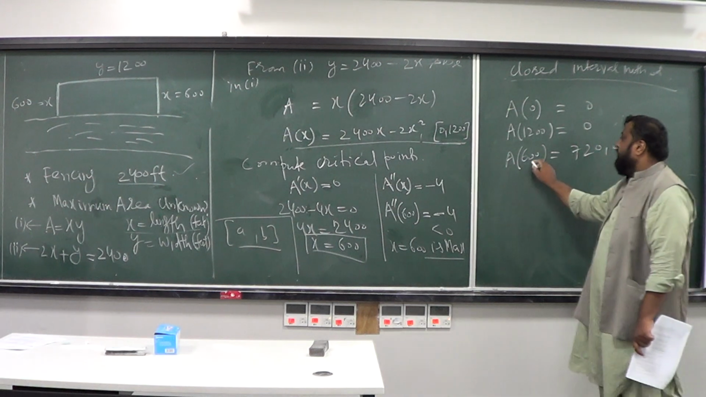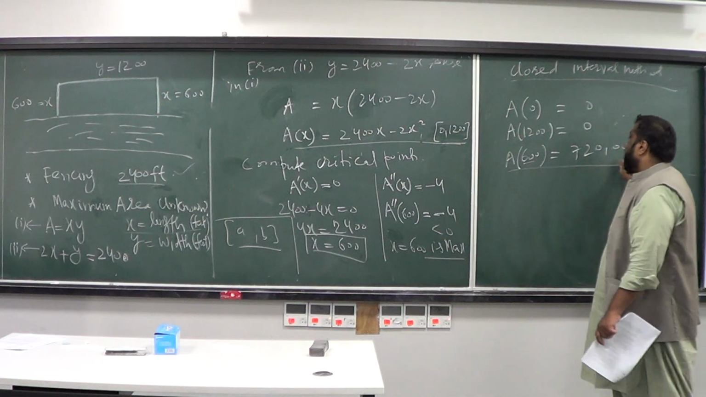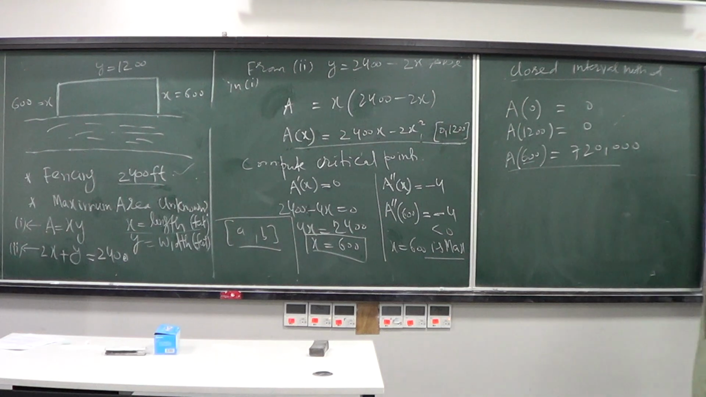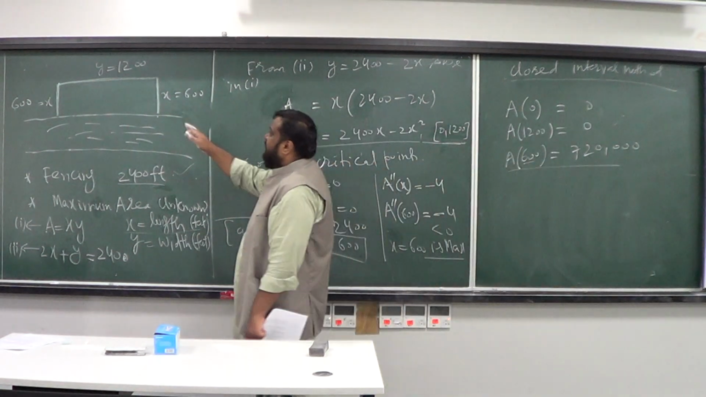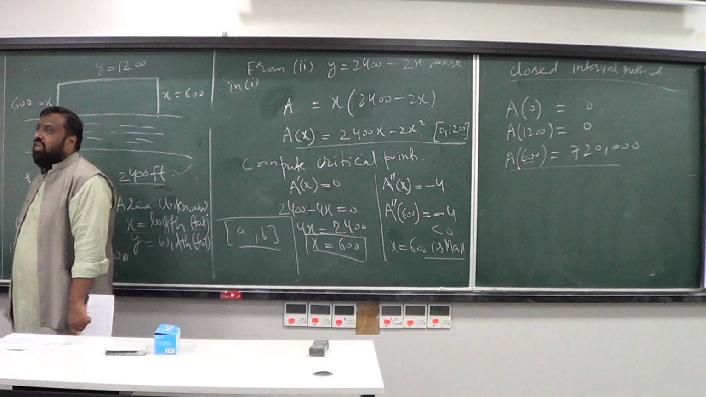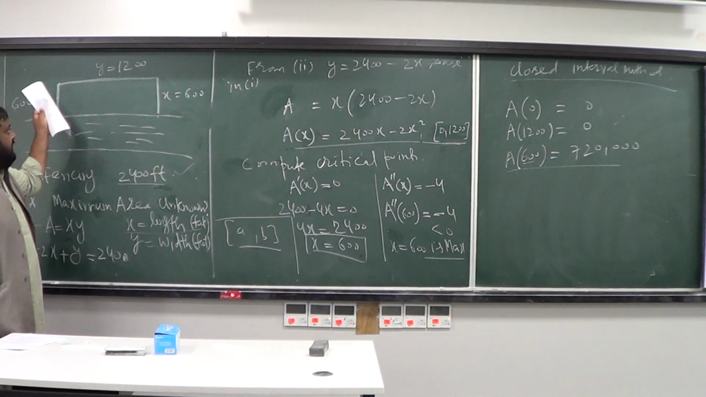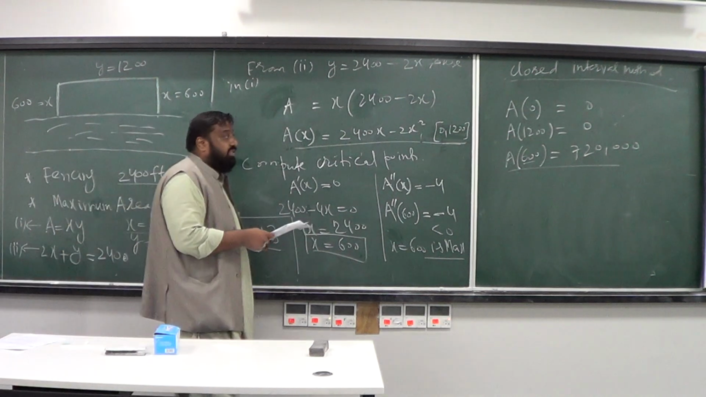So this is the X, this is the length for which the area of the fencing, this rectangular region, is maximum. So again, from the closed interval method, we also got a conclusion that the area would be maximum if the length of these two walls is 600 feet. And obviously, this would be 1200. So I hope this made a little bit of sense to you.